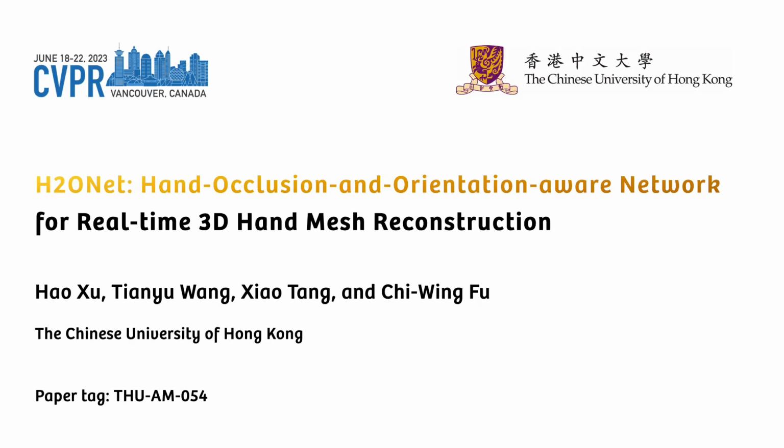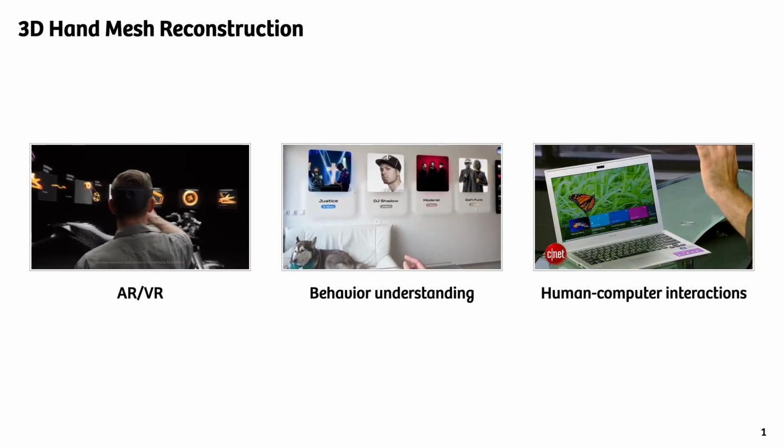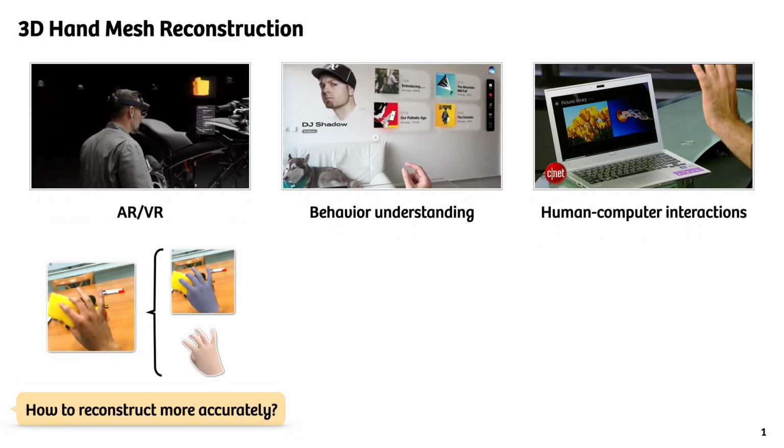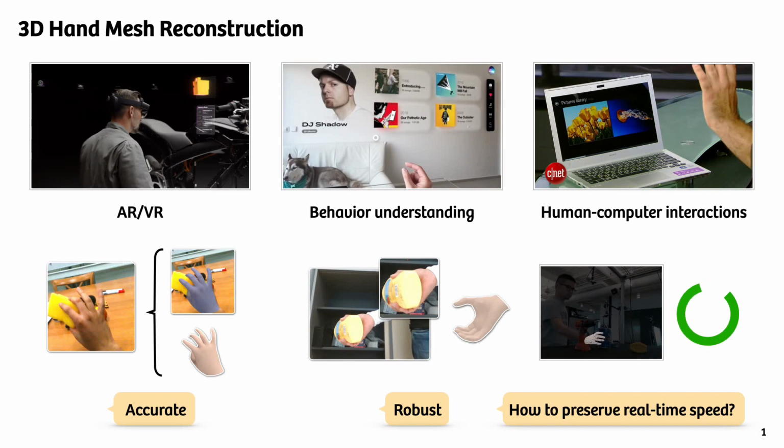In this paper, we present a new method named H2ONet for hand mesh reconstruction. Estimating 3D hand meshes from images is a fundamental task with multiple applications. However, achieving accurate reconstruction while being robust against occlusions and maintaining real-time speed remains challenging.